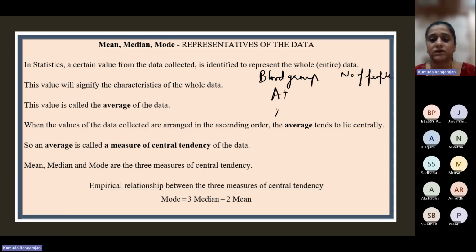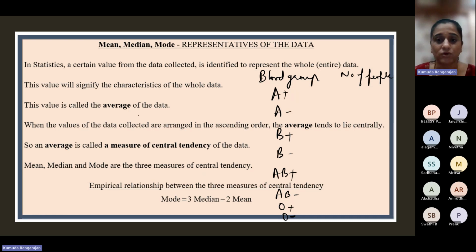A positive, A negative, B positive, B negative, AB positive, AB negative, then O positive, O negative, right? So these are the 8 different blood groups we have. Blood type, we have 4. Blood group, we have 8. Blood type is O, A, B, AB.